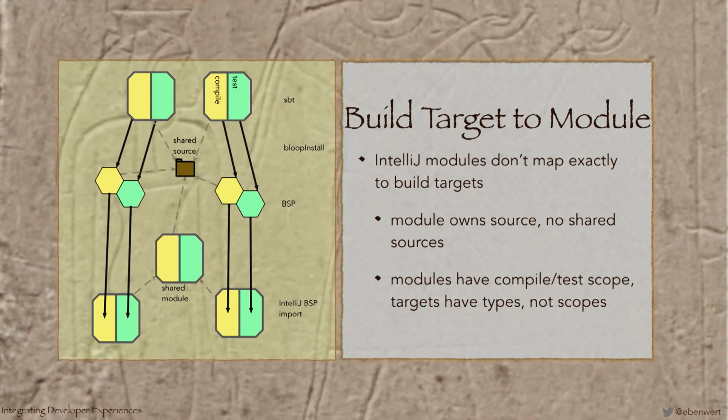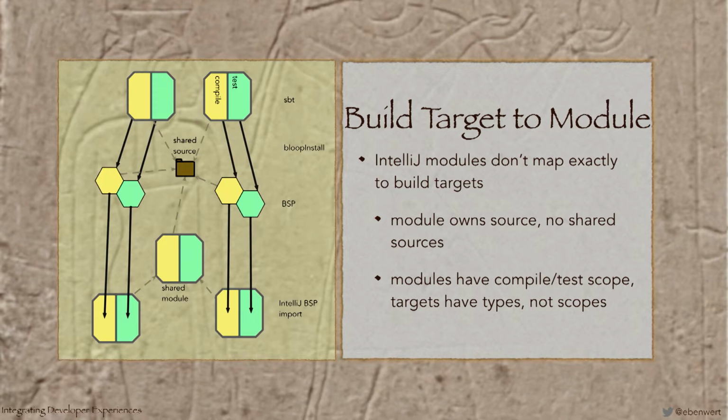Now, talking about targets, we've got a few challenges mapping targets to modules. In IntelliJ, we have the concept of modules, which are kind of similar to targets in BSP. They're also kind of similar to projects in SBT, kind of similar to targets in Bazel, and so on. But they're all subtly different. As an example, let's take SBT projects. They are usually divided into several scopes: compile, test, integration test, and so on.